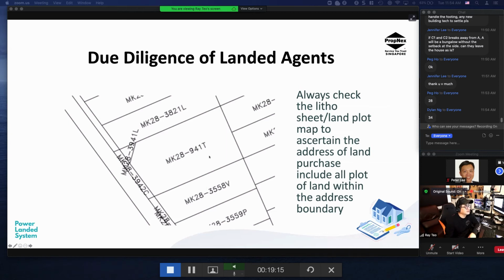So when you see MK28-941T, you know this is a land plot. How do you know this is a land plot? There's no U prefix. There's no prefix in front. It's a number. So MK28, Mukim 28, land plot 941T. The others, the number at the back, don't need to worry. As long as there's no U here. If you have prefix U, it's a strata unit. All condo units have a U after the hyphen. Condo units, your title will have a U. So this is how you interpret the MK number.